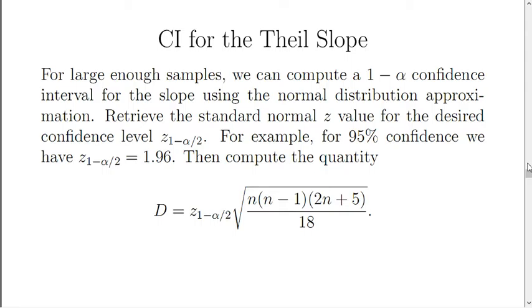We can even compute a confidence interval for the Thiel slope. For large enough samples, we can compute a confidence interval at 1 minus alpha confidence by using the normal distribution approximation. We retrieve the standard normal z-value for the desired confidence level. For example, for 95% confidence, it's 1.96. Then we compute this quantity where n is the number of estimates we have, not the number of data points we have. We'll generally have more estimates of slopes and intercepts than we have data points.